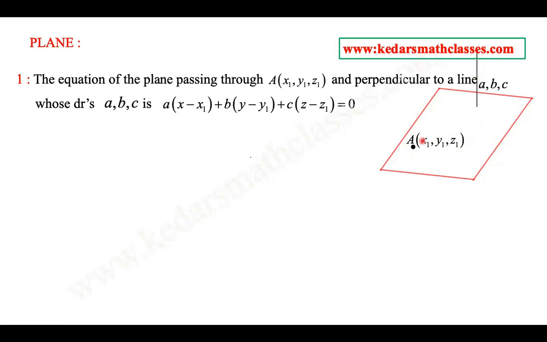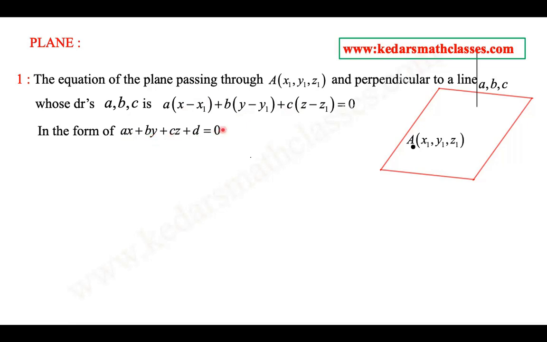Therefore, AP will be perpendicular to this line, means AP dot that line is 0. That is the same as a into x minus x1 plus b into y minus y1 plus c into z minus z1 is equal to 0, which is the equation of the plane. So when we expand it, ax plus by plus cz minus ax1 minus by1 minus cz1, that is a linear equation in x, y, z. X term, y term, z term and constant term.